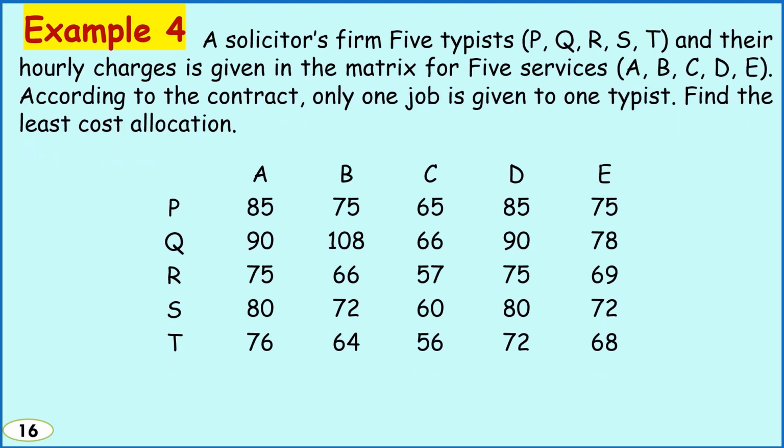Let us see another example. So in this problem, there are 5 type bits. We need to assign to 5 services in such a way that the total cost will be less. So here first we will solve this according to Hungarian method. So if you see, there are 5 rows and 5 columns.